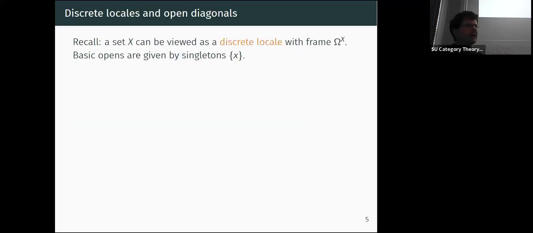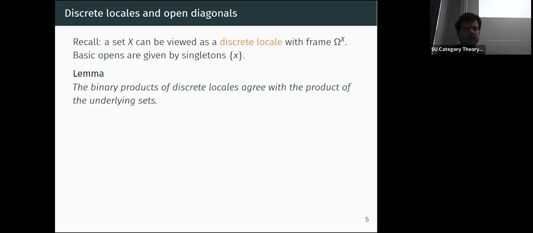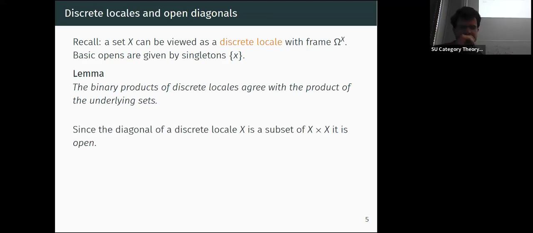Okay, so I've spoken about Hausdorffness, and we've talked about the diagonal being closed. What if the diagonal is open? This is related to discreteness. Remember, a discrete locale is just a set, where we're viewing the set as a locale. So the frame is just the power set, and we have basic opens given by singletons. You can show that if you take a product of discrete locales, it agrees with the product of the underlying sets. So it's still discrete, and it's just the usual product of the sets. I will omit the proof.